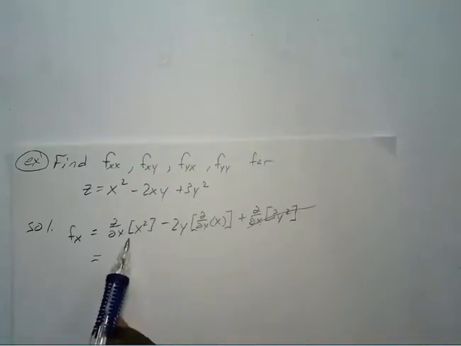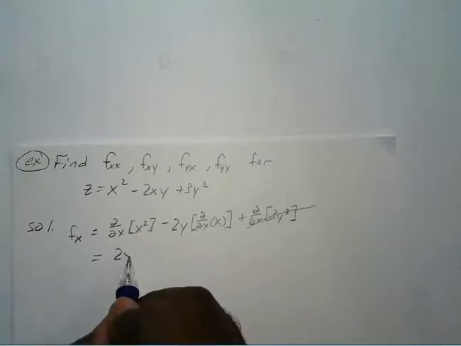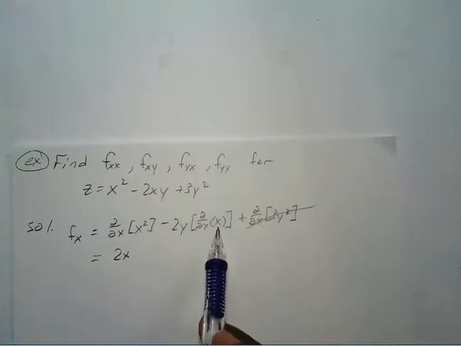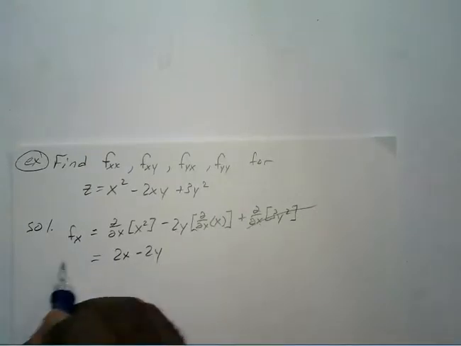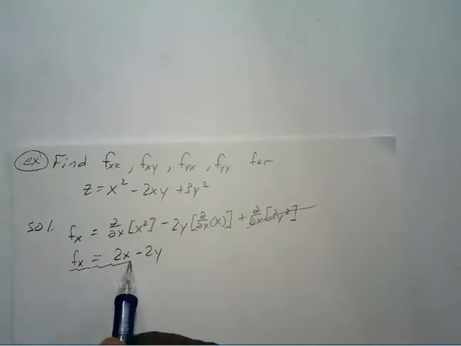Okay, so we end up with the derivative of x squared is 2x. And the derivative of x with respect to x is just 1. So you have negative 2y times 1, which is negative 2y. So the partial with respect to x is just 2x minus 2y. Okay, so that's the first.